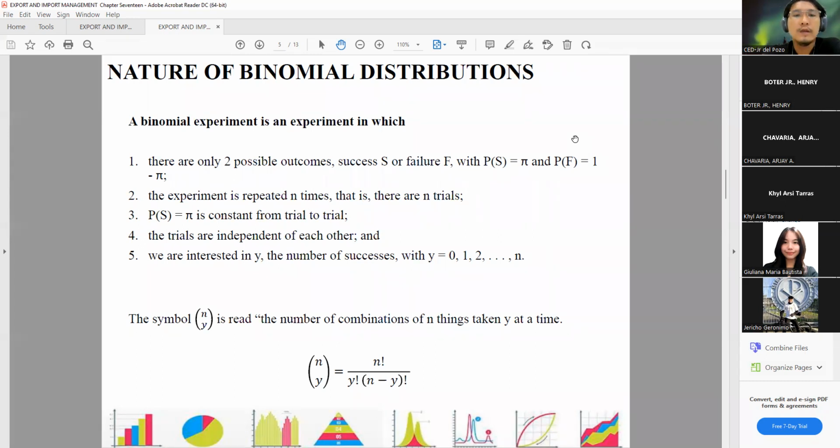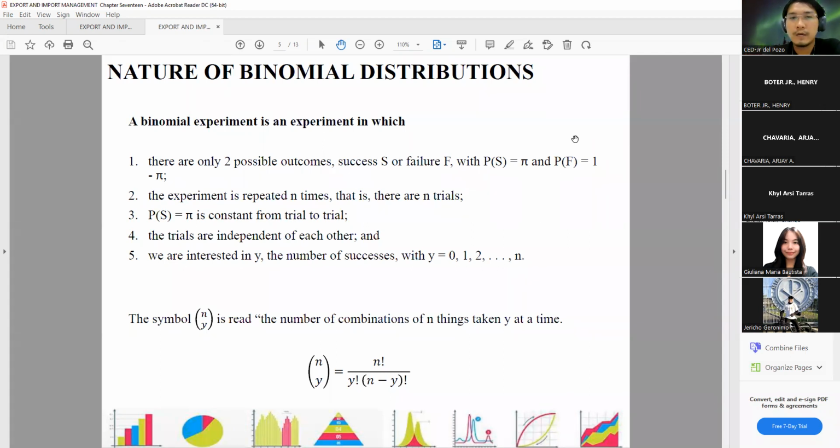with y equal to 0, 1, 2, up to n. The symbol nCy is read as the number of combinations of n things taken y at a time. Hindi n over y, nCy na lang. So ang formula niya is n factorial over y factorial times (n minus y) factorial.